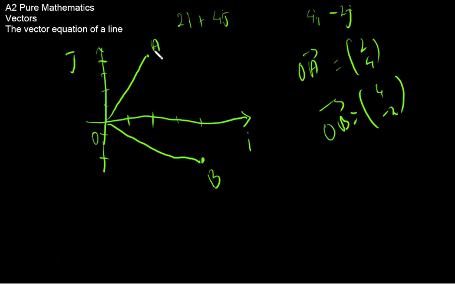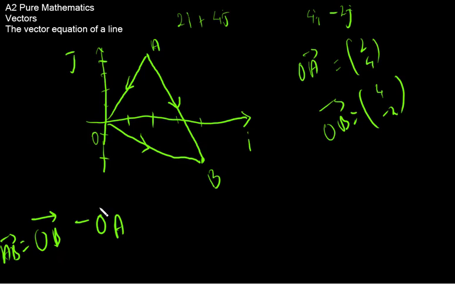Let's say we must find the vector equation of the line A and B. Now let's say we want to find the vector AB, the vector from A to B. We get OB minus OA. Going from A to B is the same as going from A to O and then O to B. So that's OB plus AO, which is OB minus OA. So AB is equal to OB minus OA.